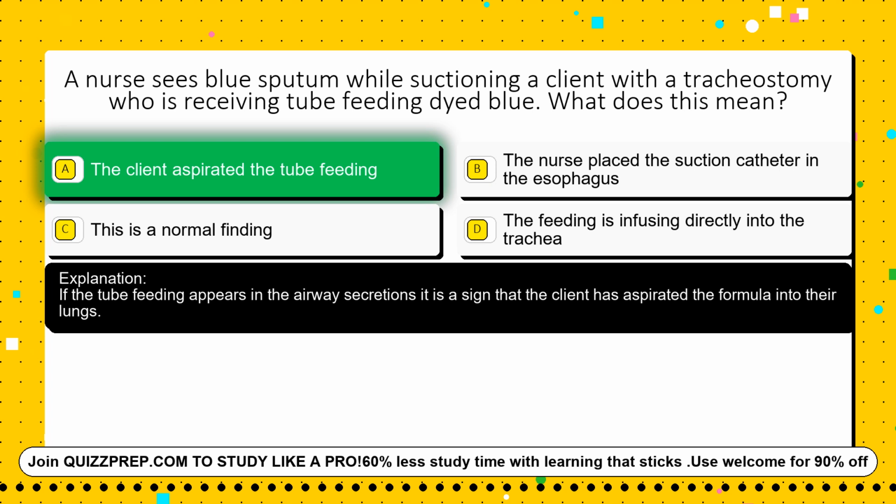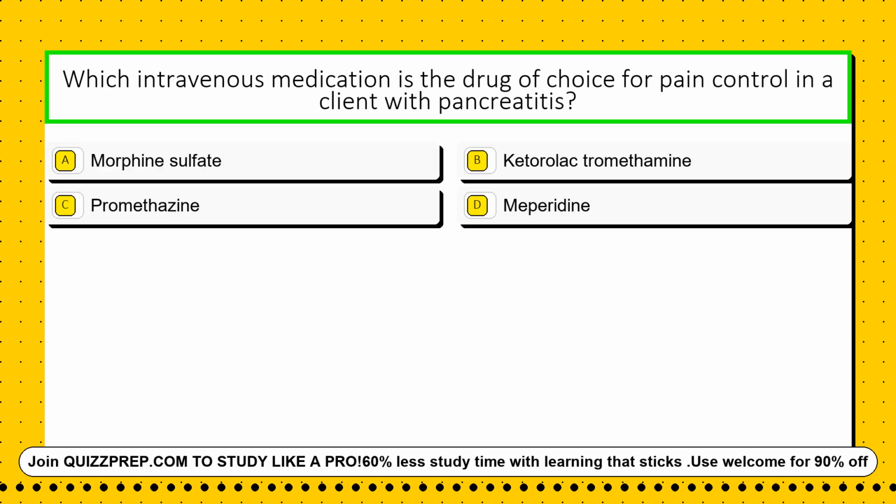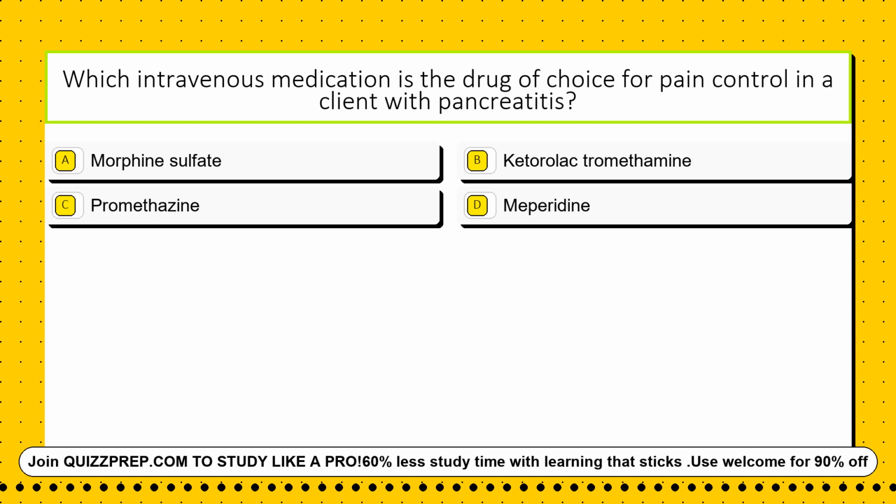Question 35. Which intravenous medication is the drug of choice for pain control in a client with pancreatitis? Option A, morphine sulfate. Option B, ketorolac-tromethamine. Option C, promethazine. Option D, meperidine.